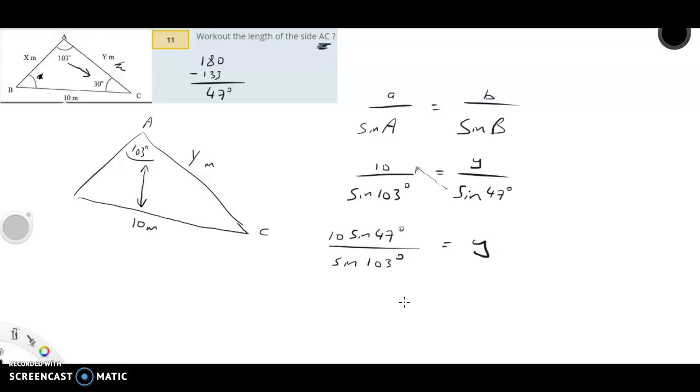press equals, and I got Y equals 7.505, and I round that to 2 decimal places, so Y equals 7.51 meters. That's the answer I have there for side Y. That's about it. Job done.